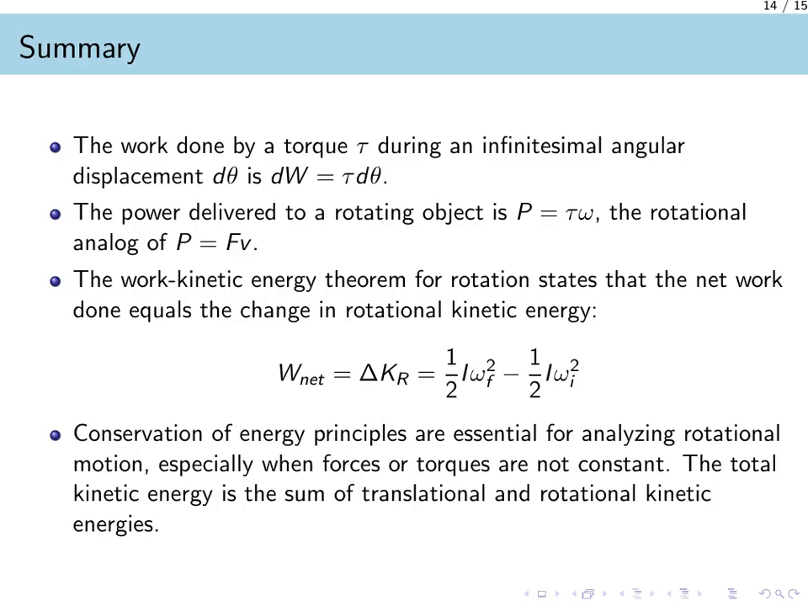Finally, we established the work kinetic energy theorem for rotation. This theorem states that the net work done on an object equals the change in its rotational kinetic energy. This change is calculated as 1/2 times the moment of inertia, I, times the final angular velocity squared, minus 1/2 I times the initial angular velocity squared. These principles show that energy conservation is a fundamental concept that applies equally to both rotational and translational motion.